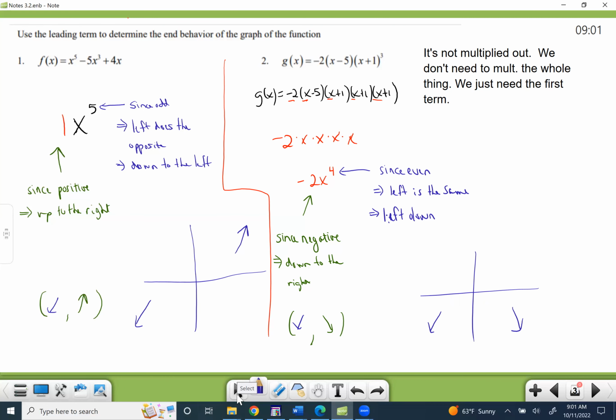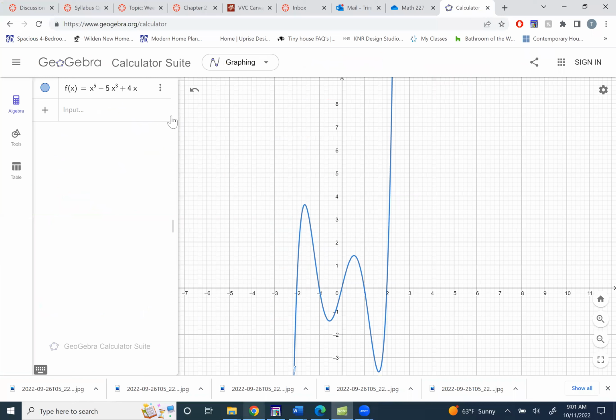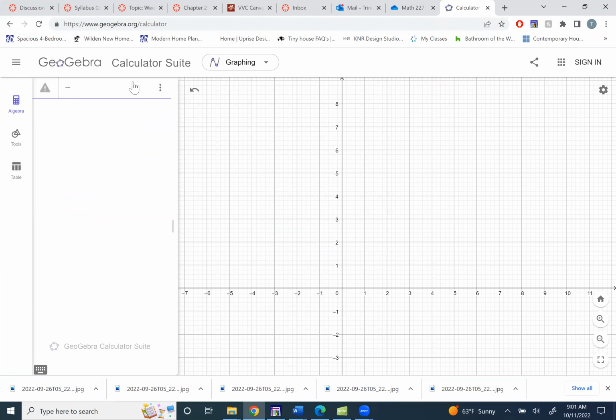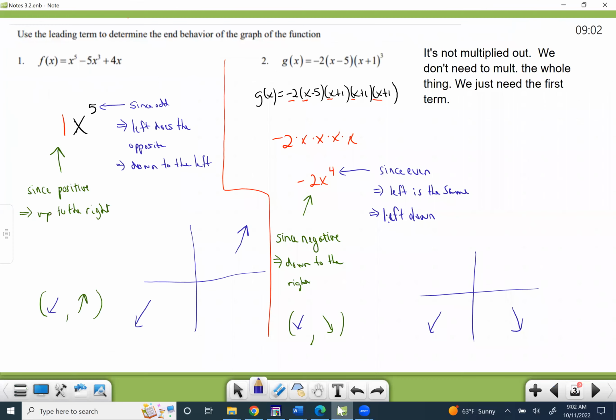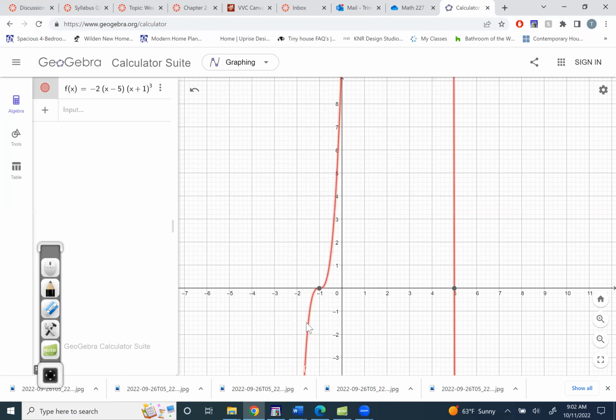So let me go put this in: negative 2 x minus 5, and then x plus 1 to the third. I think that was it. But let me just go check. Perfect. Okay. So you can see that both are going down, right? We're going down to the right, we're going down to the left, exactly as we suspected, right? Maybe it's good to zoom out a little bit.